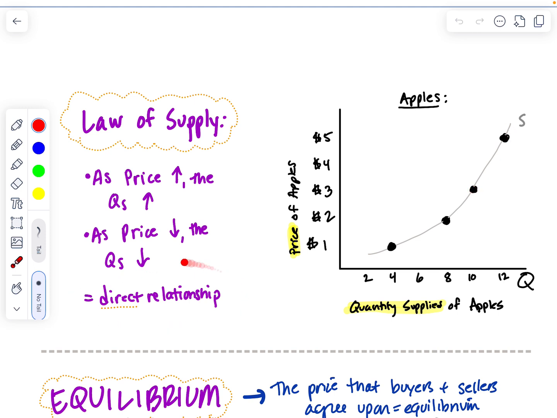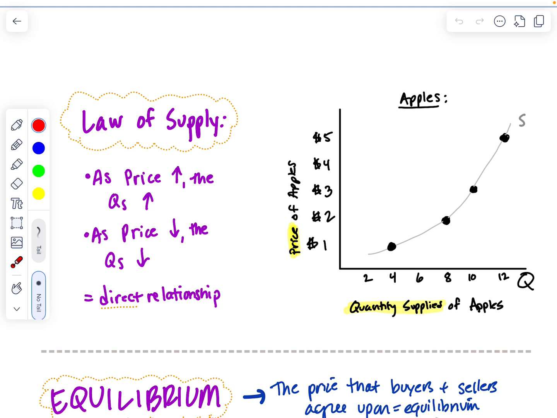We call this a direct relationship as opposed to an inverse relationship that we had with demand. And again, we use the language of the quantity supplied. Some people will look at $5 for an apple and they'll say, well, you'll never sell 12 of them when they're that expensive. Well, that's not what this graph shows. You're right, I'm not going to sell 12 of them. But could I supply 12? According to this graphic, I could.